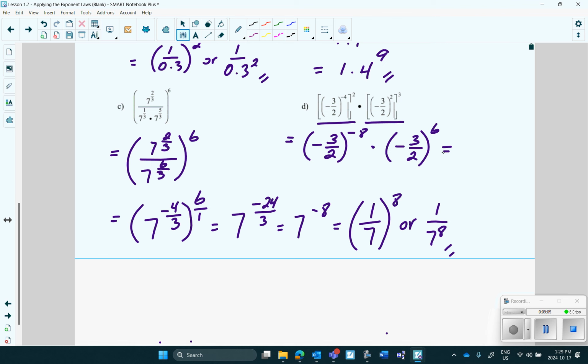Change your thinking, because now it's a different exponent law. Base stays the same, but what do I do with the exponents this time? Add them, and negative 8 plus 6 is negative 2. But that's a negative exponent. So what do we do? Switch what? So switch the base? Okay. Good.